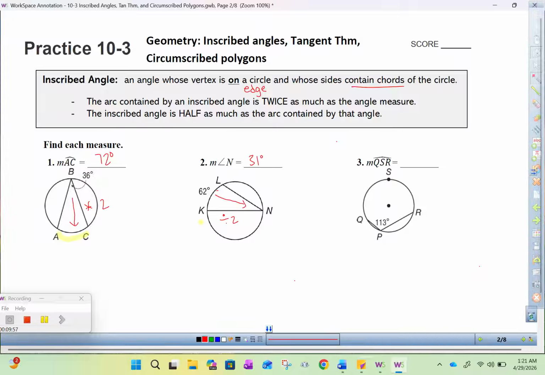Remember, when we have 3 letters, that is a major arc. It just means we're going the long way around. So I'm going from QSR. It is still the intercepted arc. Okay, I is still dealing with an inscribed angle across from it because that P is on the edge of the circle. So I'm starting at what I'm given, and I'm moving outwards. So that is going to multiply by 2 and become 226 degrees.